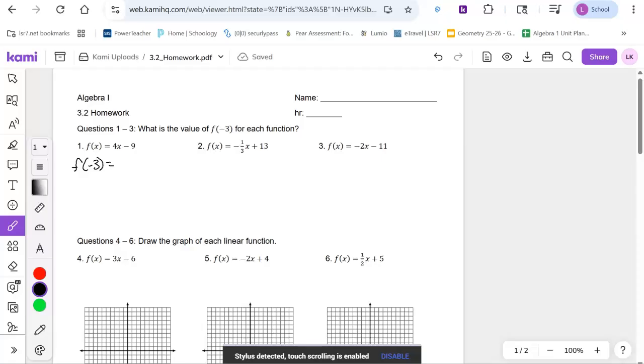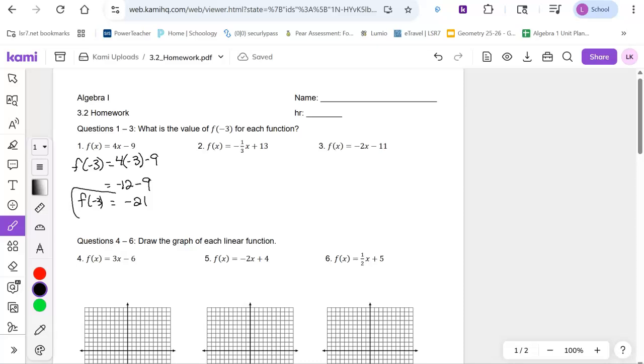So f of negative 3 is 4 times negative 3 minus 9. So you would have negative 12 minus 9, which gives you negative 21. So f of negative 3 equals negative 21. Remember, this f of x is a fancier way of just saying y.